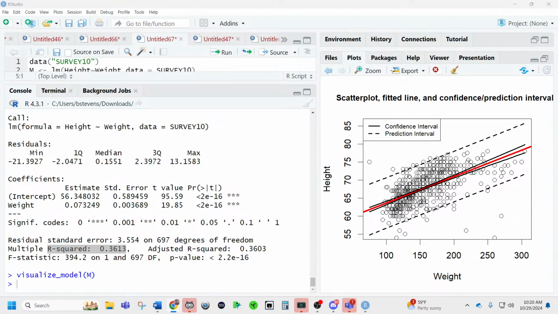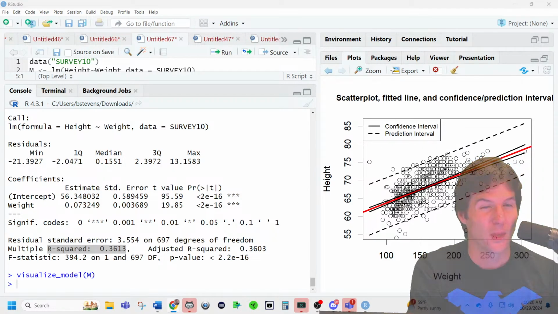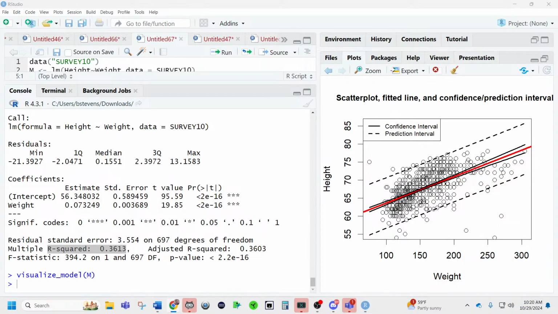And r squared is not correlation. R squared is not correlation. I screamed it out. 36% of the variation in height is explained by the variation in weight. Noel, 1,000 points. You got it. That's it.